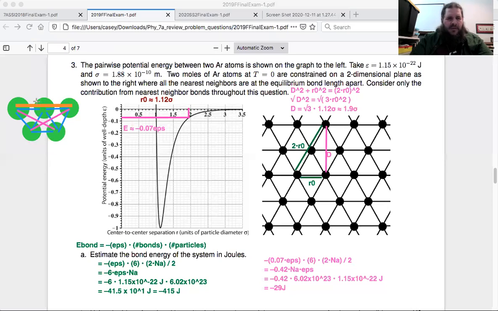2 R naught. Yeah, so that's just 2 R naught, or 2 sigma, so 2 times 1.12, that's 2.24. You'd look that up on the graph, and that's going to be an even smaller amount of energy. It looks like maybe negative 0.02 epsilon. So that's an even smaller amount of energy. Any other questions on that one?